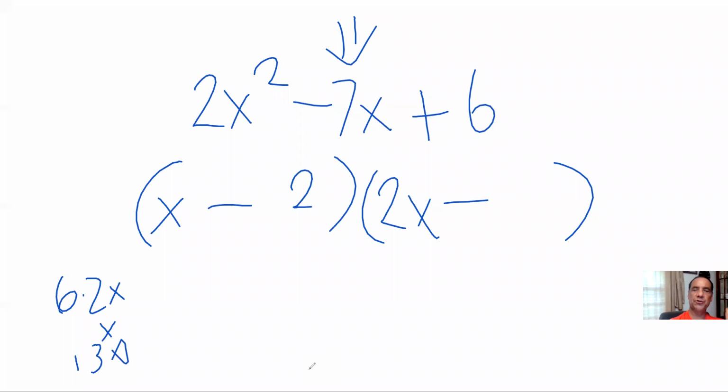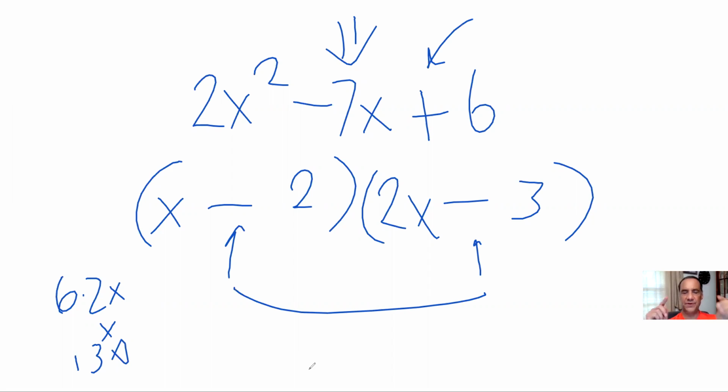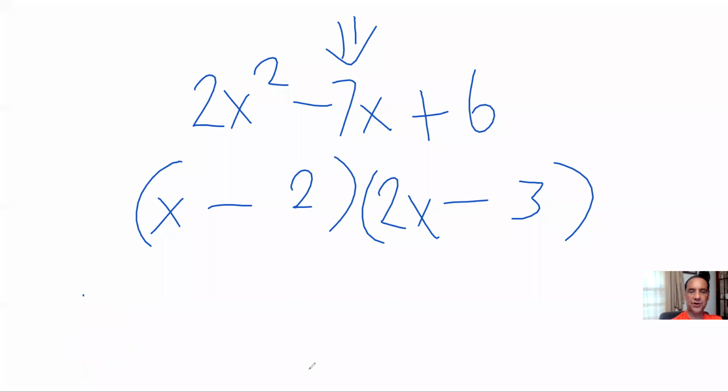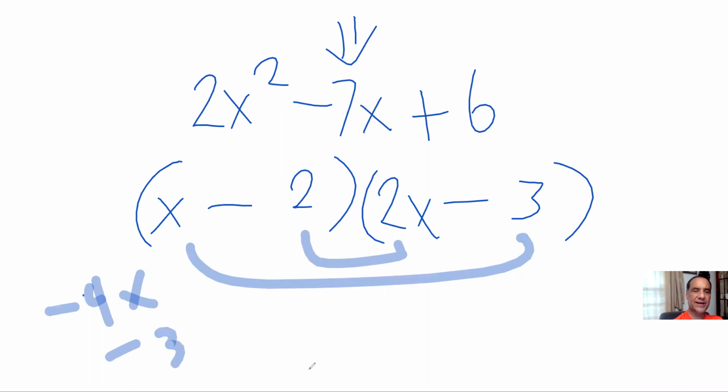Now, I might try 2 here and 3 here. And then I'm going to use the negatives because I know that 2 negatives make a positive. Now, if I test the inner and outer here, that's a -4x, and that's a -3x. And if I add those up, that's -7x. So after it passes that check, I know that this pair of binomials is the final answer.